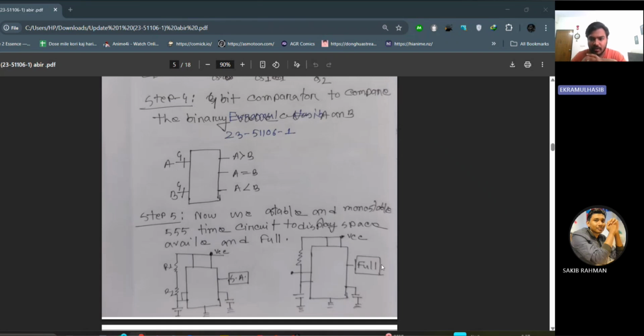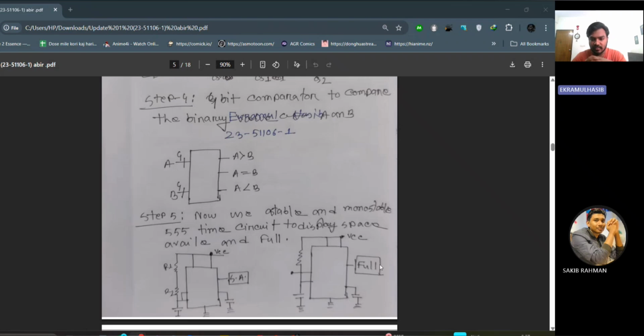A comparator compares the binary A and B. The comparator checks if the current car count matches the maximum capacity. If the garage is full, timer 1 activates the full display. If space is available, timer 2 triggers the blinking space available display.